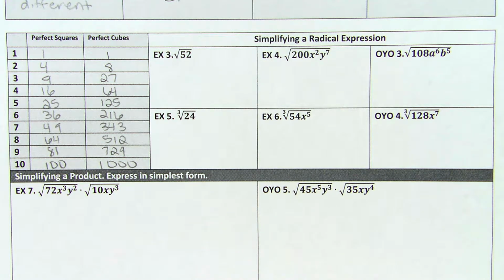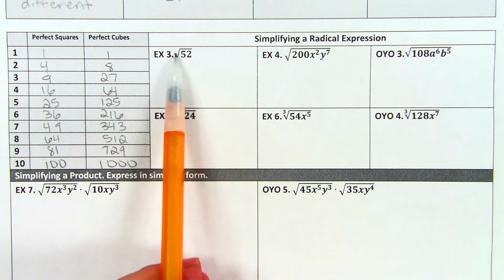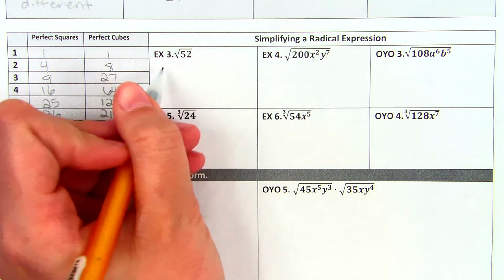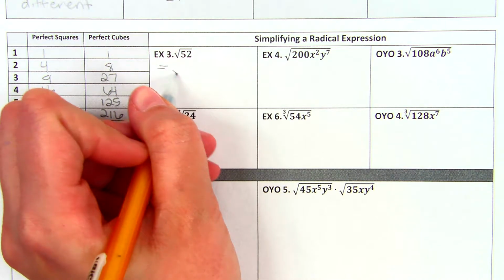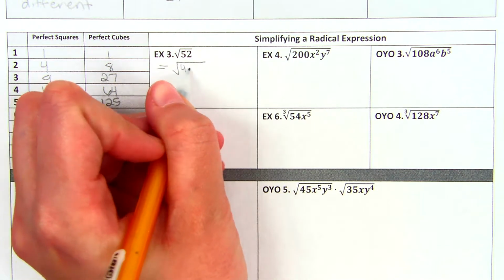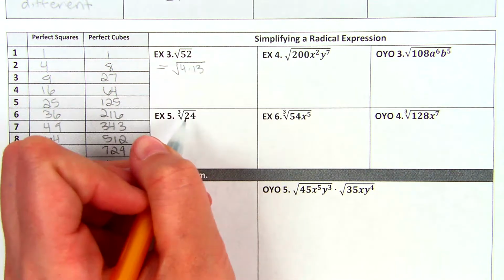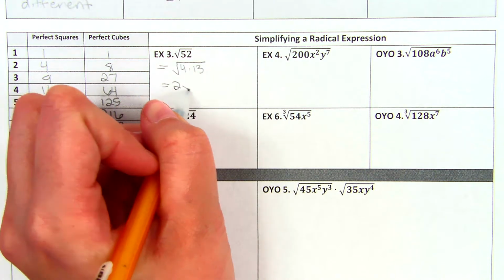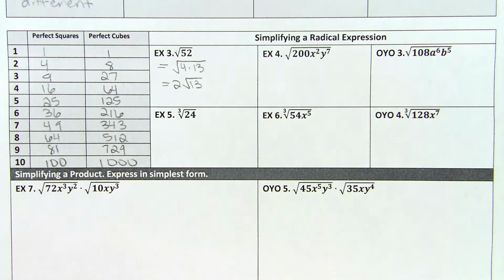Now this is a process we've done before, having to simplify the square root of 52. What is the largest perfect square that goes into 52? We're thinking about perfect squares because it is a square root. So the largest perfect square that goes into 52 is 4. So that's 4 times 13. So the square root of 4 is 2. And we leave the square root of 13 alone.